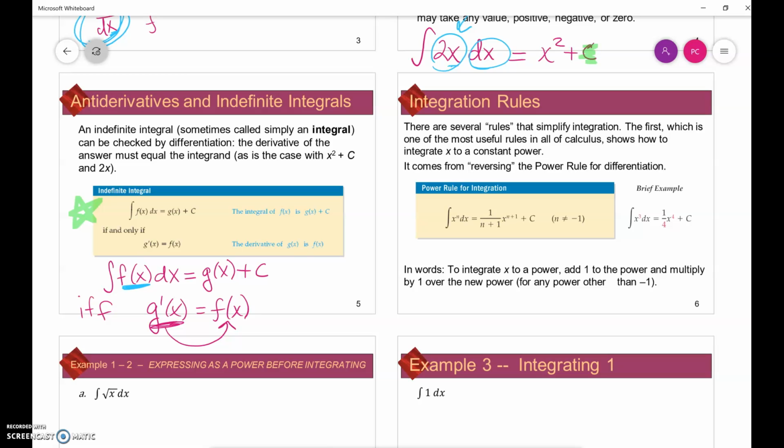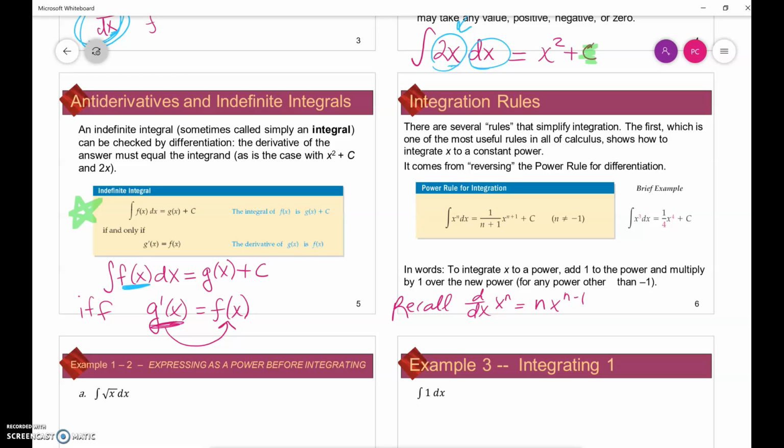The first, which is the most useful rule in all of calculus, shows how to integrate x to a constant power. Recall that if we took the derivative of x to the n, that was n x to the n minus 1. We pulled that power out front, and then we subtracted 1 from the exponent.